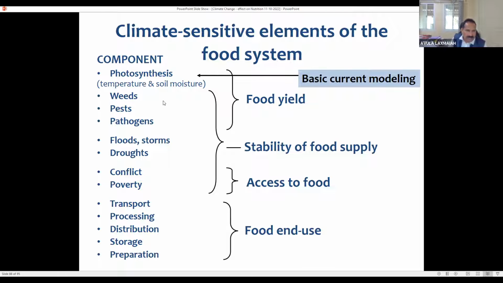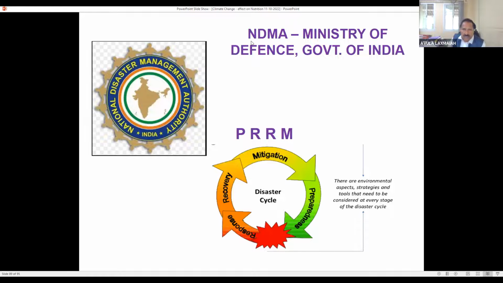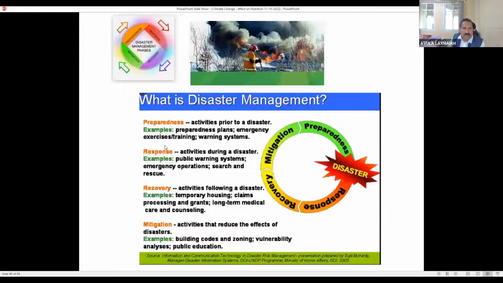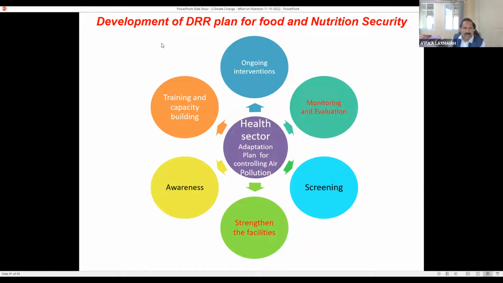So these are the components we have to encourage, and as previous speakers already said, NDMA is working, Ministry of Defense. This is the disaster cycle. We have to prepare. Preparedness is very, very important, and so these are preparedness, response, recovery, and mitigation. Then only we can save lives, and development of the DRR, the disaster risk reduction plan, is very important. And in that plan, creation of awareness is very important. Training and capacity building of the different stakeholders is very important.